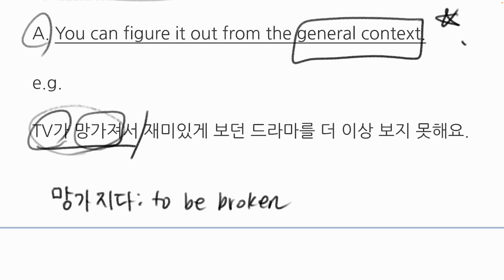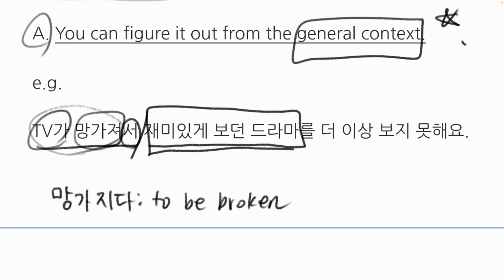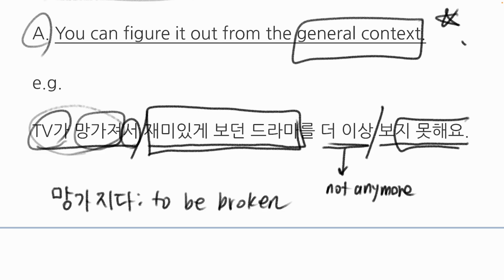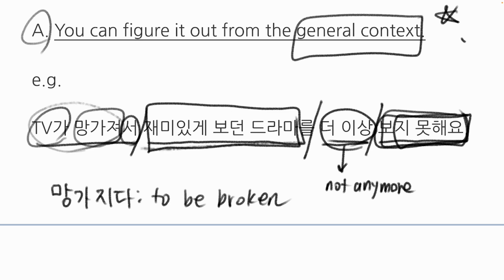TV got broken. So 재미있게 보던 드라마를 더 이상 보지 못해요. 더 이상 means not anymore, and it's used with a negative verb. So here 보지 못해요 means you can't watch it anymore. What can't you watch anymore? 재미있게 보던 드라마. The drama that you enjoyed.